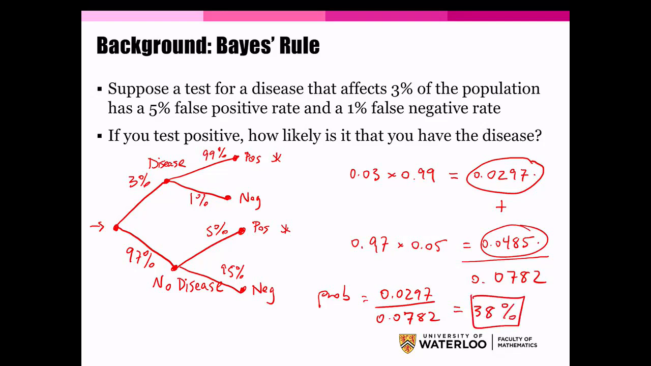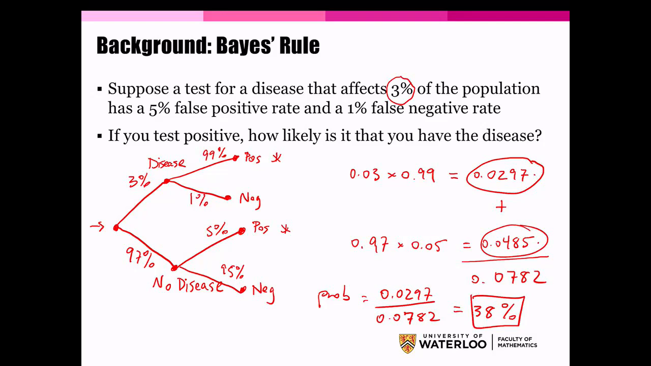Which seems really low, right? We had this test and it sounded super accurate, right? Only 3%, 5% false positive, 1% false negative. And this is telling us that if we get a positive test result, we only have a 38% chance that we actually have the disease. Can anyone think why this number is so low compared to how accurate the test sounded? I'll give you a clue. It has something to do with this number here.